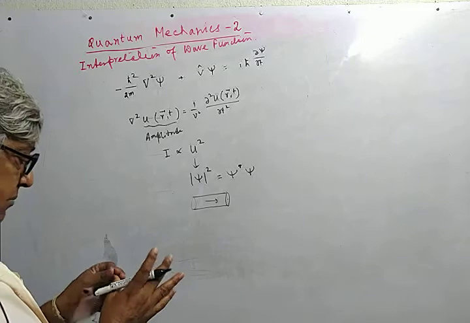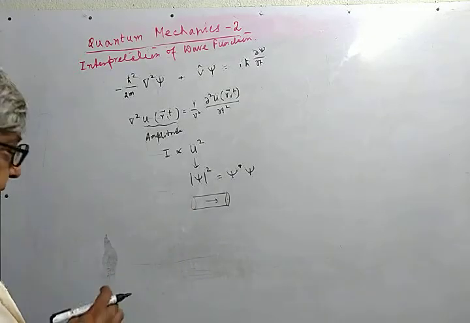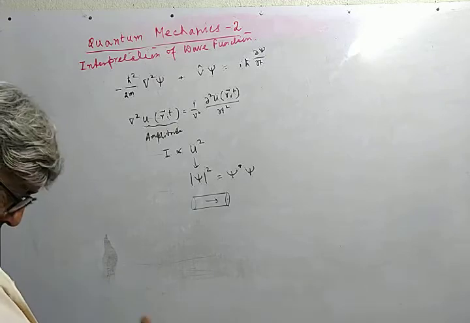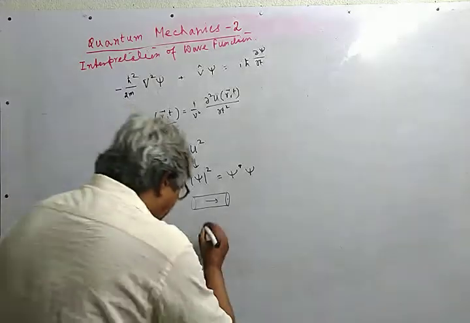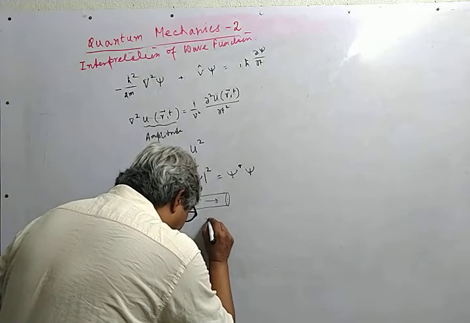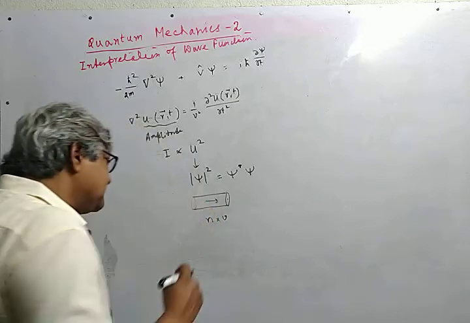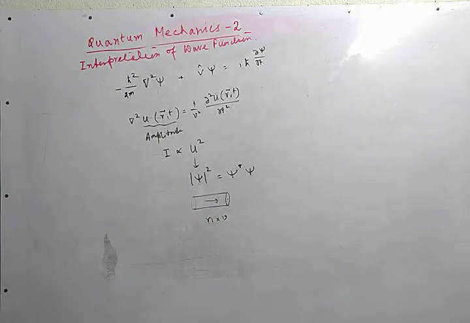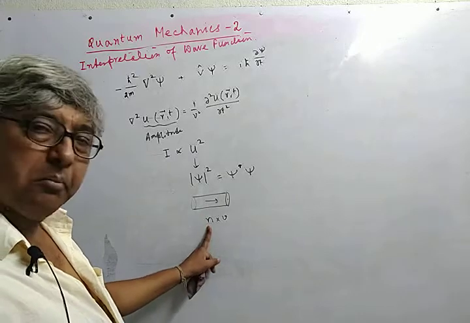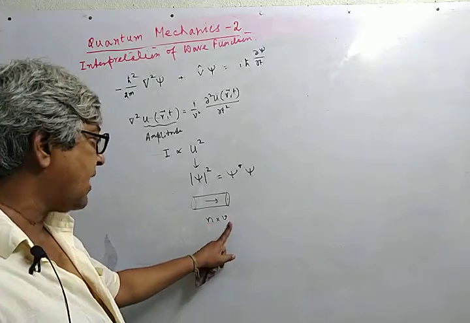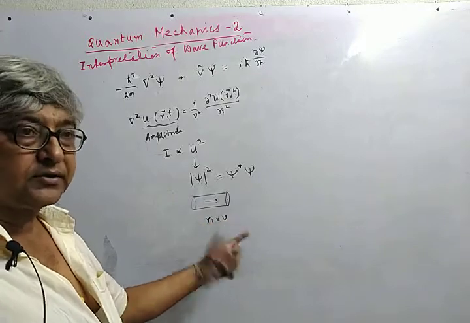And since quantum mechanics is a probabilistic theory, the probability will be there. Another way of representing particle flux is n times v, where n is the number density. The number of particles within this can be taken care of by n, and v represents the average velocity or drift velocity. Then it is a measure of particle flux.